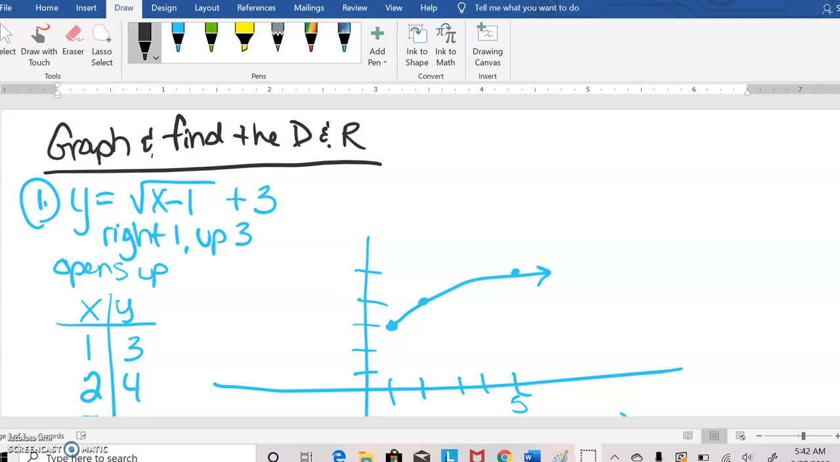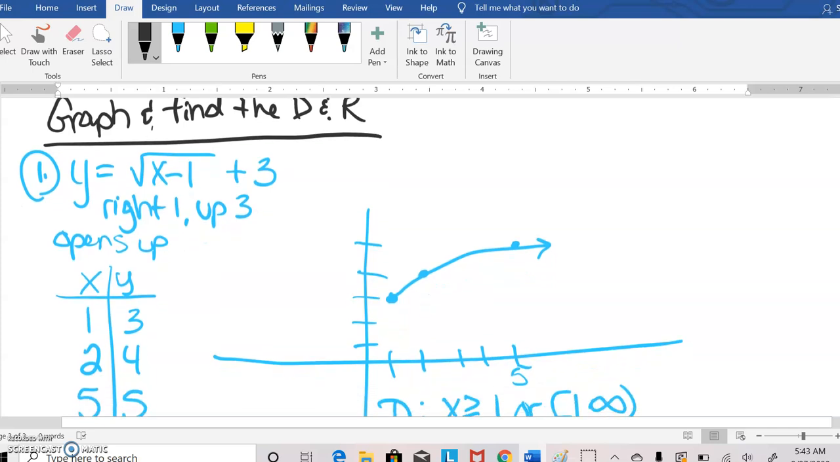Right, hello all. Let's continue and finish up graphing square root functions, finding their domain and range, and talking about transformations. The only new transformation we have discussed is flipping the graph to the left, which is a reflection over the y-axis, okay? So if you see a negative on the inside of the square root on the x, that means it's been reflected over the y-axis, okay?